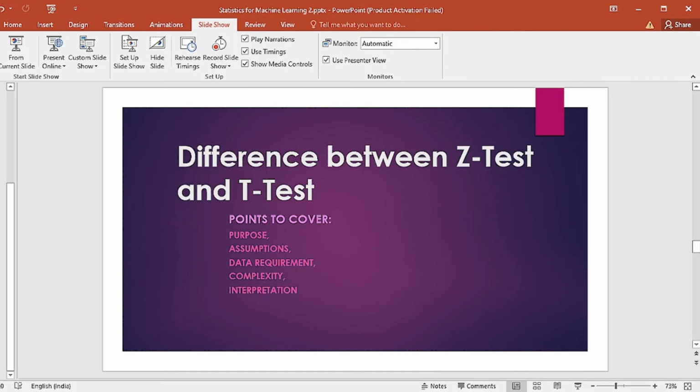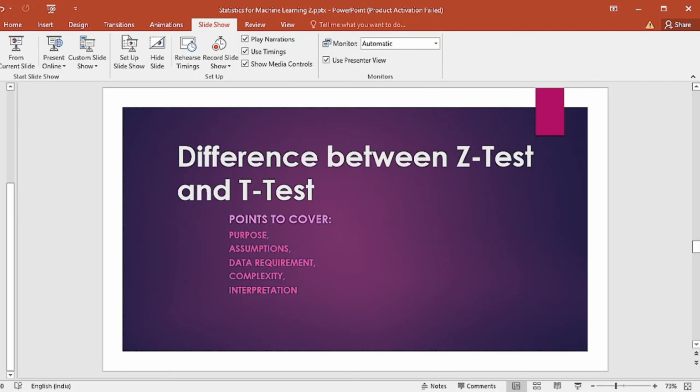population mean comparisons. One sample versus two sample. In the t-test we use both, and in the z-test usually only two sample. Data requirement for the t-test is raw data, and for the z-test it is also raw data. Complexity: the t-test is relatively more complex and the z-test is relatively simpler. The z-test is used when sample size is large and the population standard deviation is known, and the t-test is used when the sample size is small, usually less than 30, and the population standard deviation is unknown.